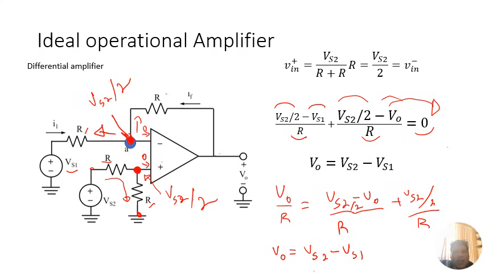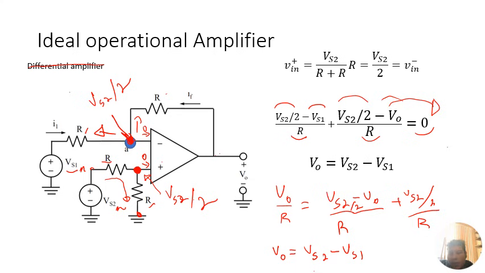Actually, this is not called a differential amplifier. I forget what this is called, but in your book you can look up what it is called. In particular, it's taking the difference between the two input terminal signals.